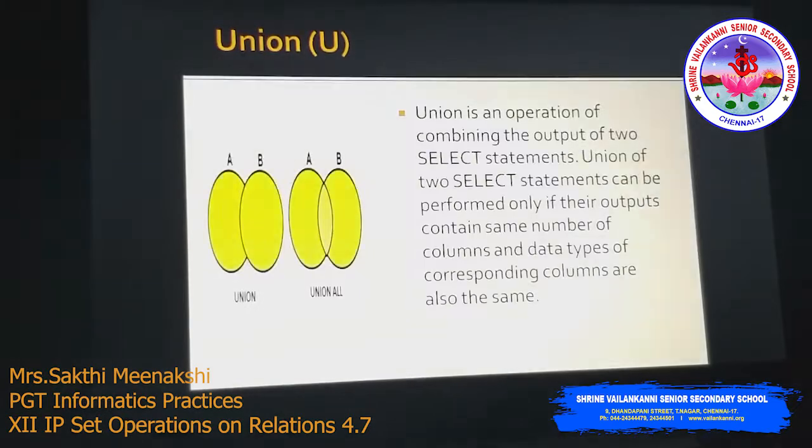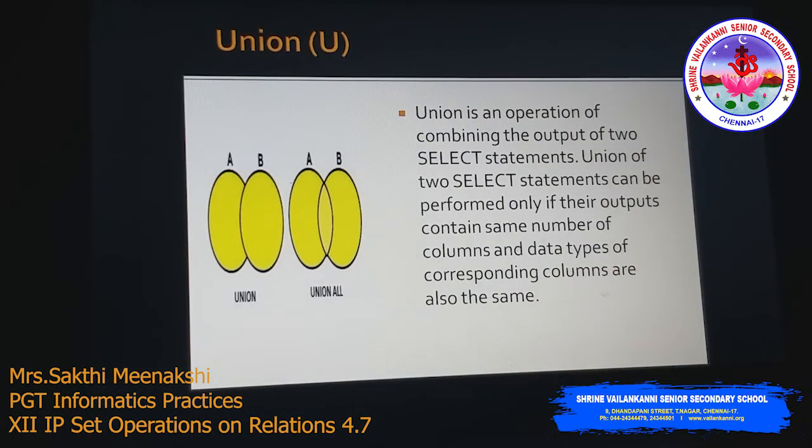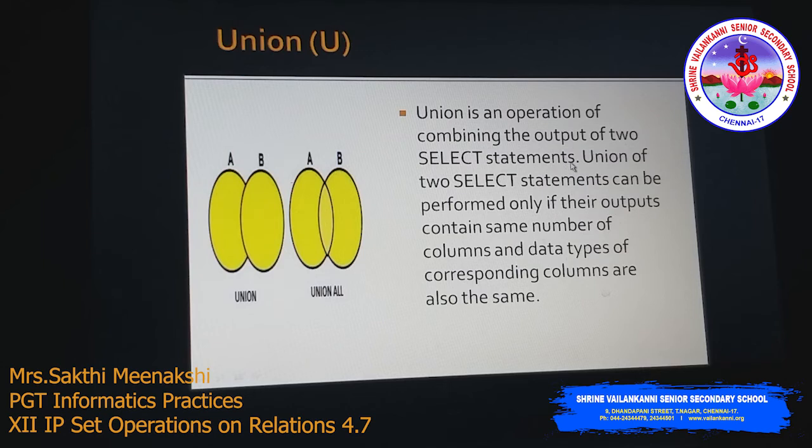The first one is union. As you know, union joins records from both tables. This union operation in relational algebra combines the output of two select statements. In joins we use only one select statement, and in the from clause we use different tables to fetch the records. But in union we use two different select queries, and we combine the results of those two queries.